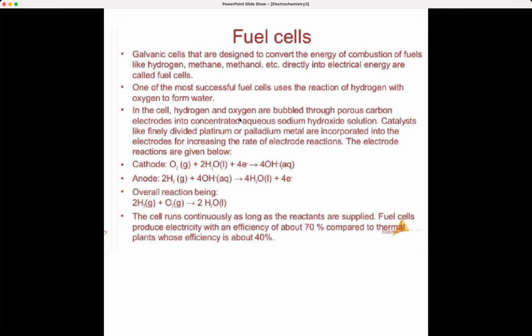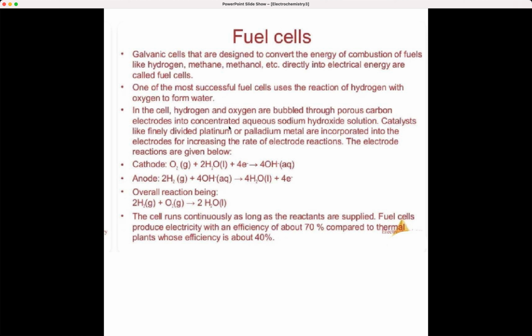And in the cell, hydrogen and oxygen are bubbled through porous carbon electrodes into concentrated aqueous sodium hydroxide solution. And here we use finely divided catalysts like platinum. Why do we use a catalyst? To speed up the reaction. And palladium is another catalyst which can be used for increasing the rate of the reaction. Now, the electrode reaction, always it is very important in electrochemistry.